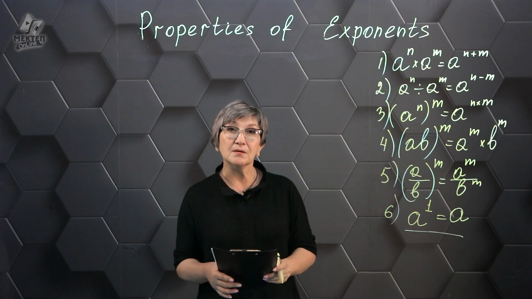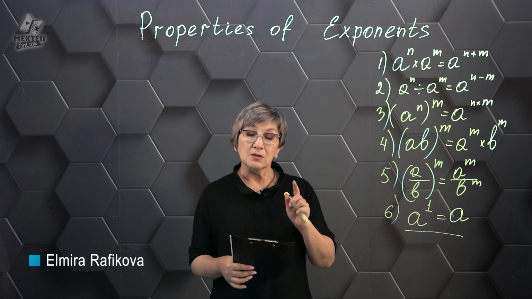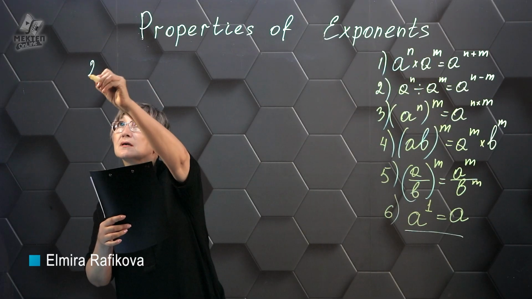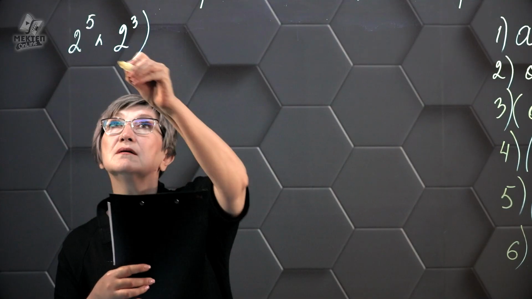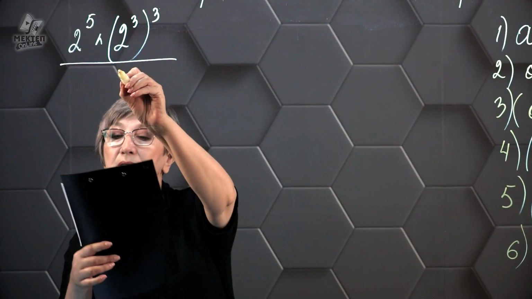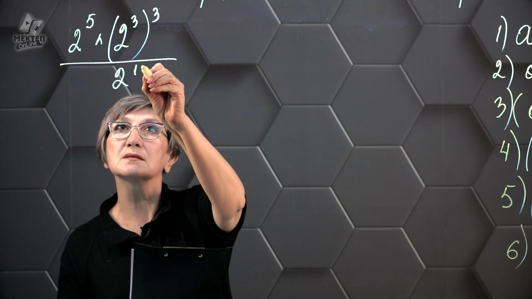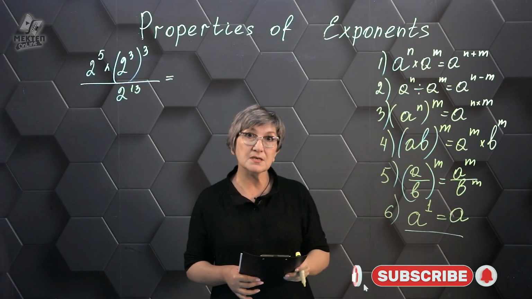Hello! In today's lesson, we are going to solve some examples using properties. The first example looks like this: 2 to the power of 5 times 2 to the power of 3, all raised to the third power, divided by 2 to the power of 13. In order to solve this example, we need to apply the properties.